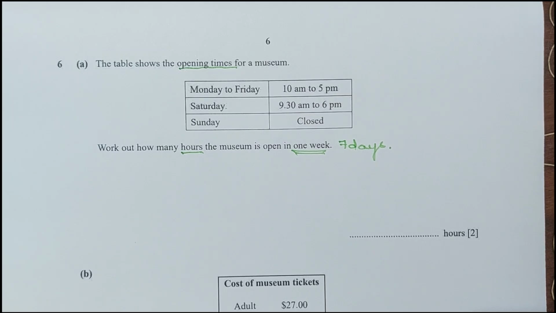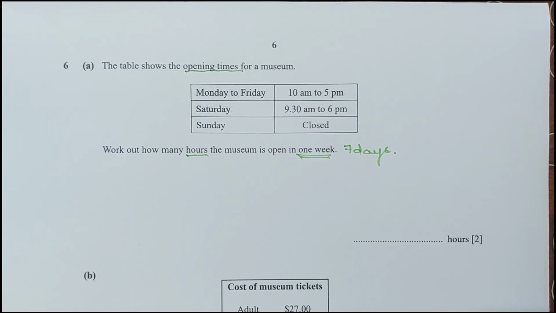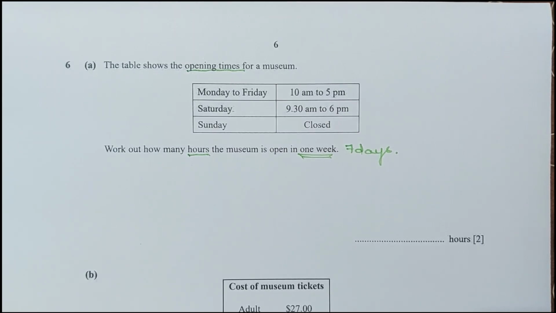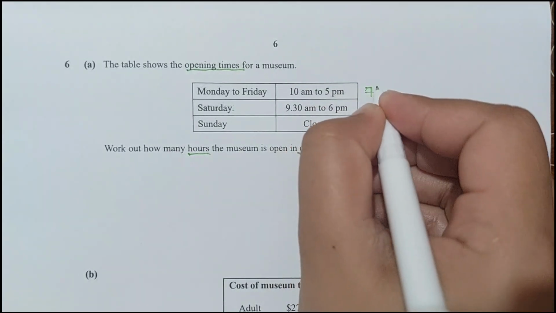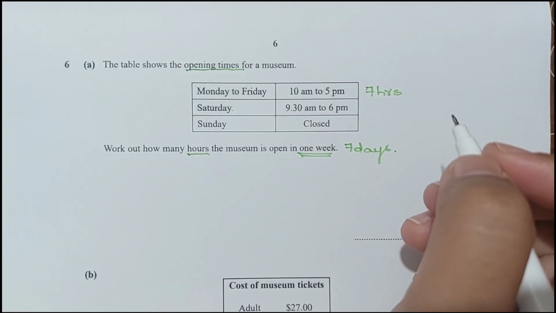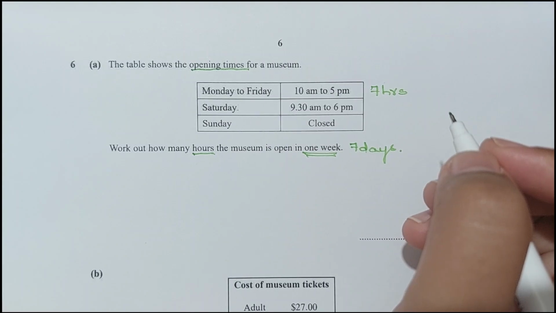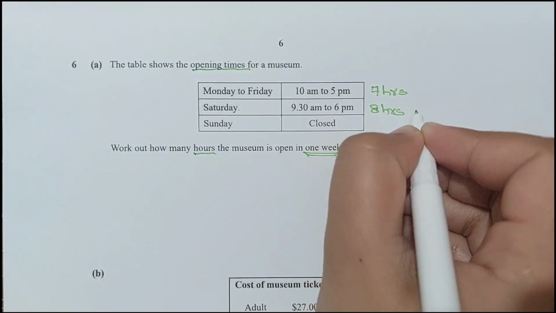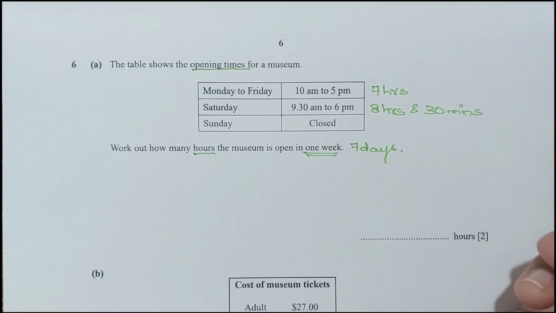How many hours is it open? So 10 a.m. to 5 p.m. How many hours? From 10 to 5: 10, 11, 12, 1, 2, 3, 4, and 5. So 7 hours. Saturday, 9:30 to 6 p.m.: 9:30 to 10:30, 11:30, 12:30, 1:30, 2:30, 3:30, 4:30, 5:30. 8 hours and 30 minutes. Just count. And Sunday it is closed.